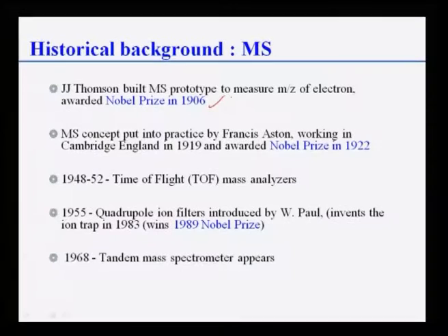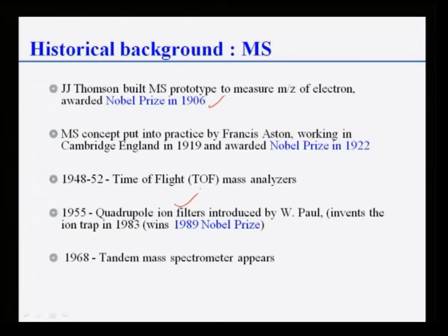Only in 1948 to 1952, in the post Second World War era, the time of flight mass analyzer came into the picture and changed the scenario. It was followed by a major discovery by W. Paul, which led to quadrupole ion filters. These quadrupole ion filters allowed us to measure different m by z values. Because of this very famous discovery in 1955, W. Paul was awarded the Nobel Prize in 1989. He also invented the ion trap in 1983, for information.